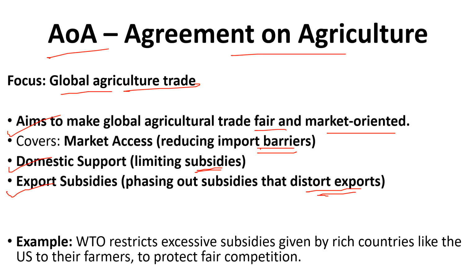For example, WTO restricts excessive subsidies given by rich countries like US to their farmers to protect fair competition. Understand? So there should be fair competition. There should not be any discrimination. All those agreements were focusing on trade, but in different terms. One is focusing on agriculture, one on intellectual property, one on products, then services. So from all aspects, trade should be free and beneficial for all countries.